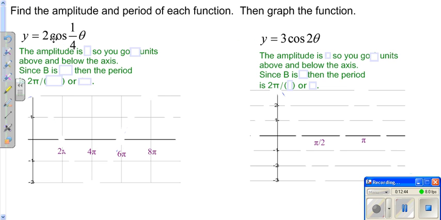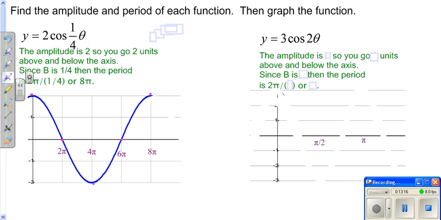So here, for cosine, it still works the same. The number in front tells you your amplitude, so you know you're going to go 2 units above and 2 units below your axes. The number in front of theta tells you your b is 1/4, so you're going to go 2 pi over b. Instead of dividing by a fourth, you multiply by the reciprocal, and you get 8 pi. So now go ahead and draw in your cosine graph. Remember, cosine always starts at the top.